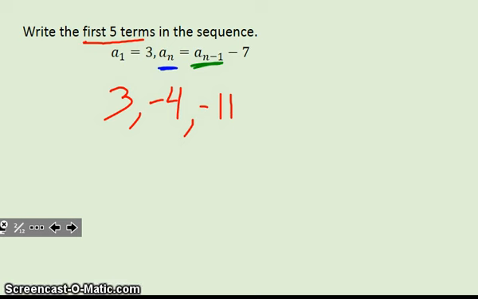Subtracting is the same thing as adding a negative. It's a good habit to remind you of that. Anyway, the next is negative 11 minus 7. And then the previous term minus 7 again gives me the fifth term, negative 25.